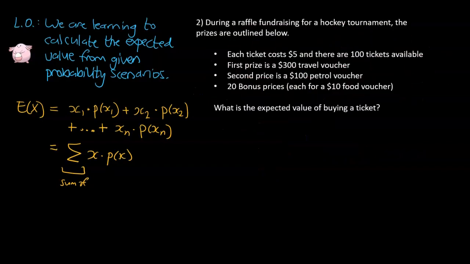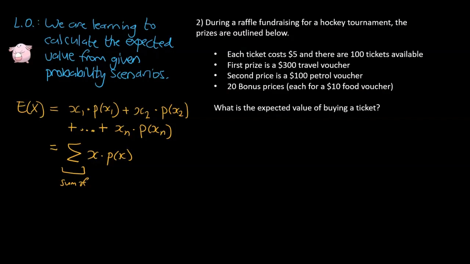I've now shifted over to our second question. We've got a raffle fundraising for a hockey tournament. Each ticket costs $5, and there are 100 tickets available, so that information may be useful. First prize is a $300 travel voucher. Second prize is a $100 petrol voucher, and there are 20 bonus prizes of a $10 food voucher. What is the expected value of buying a ticket?